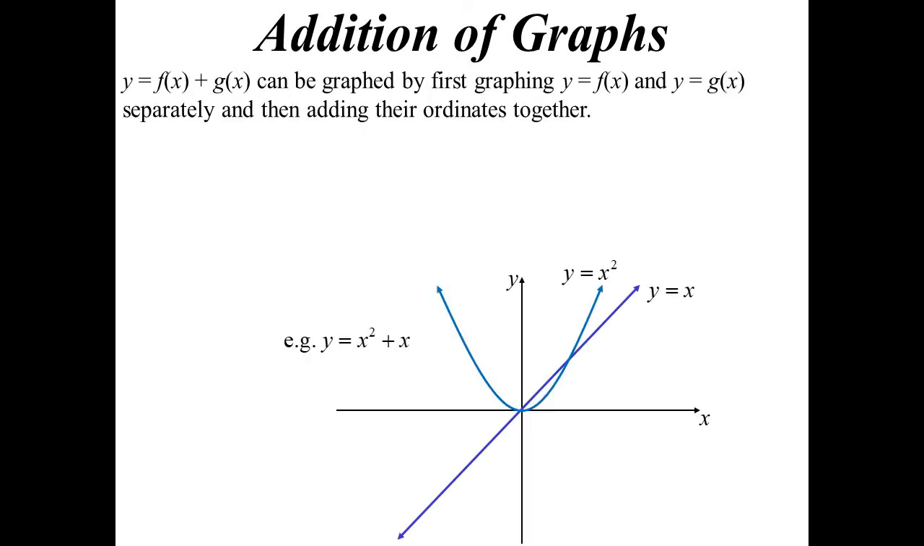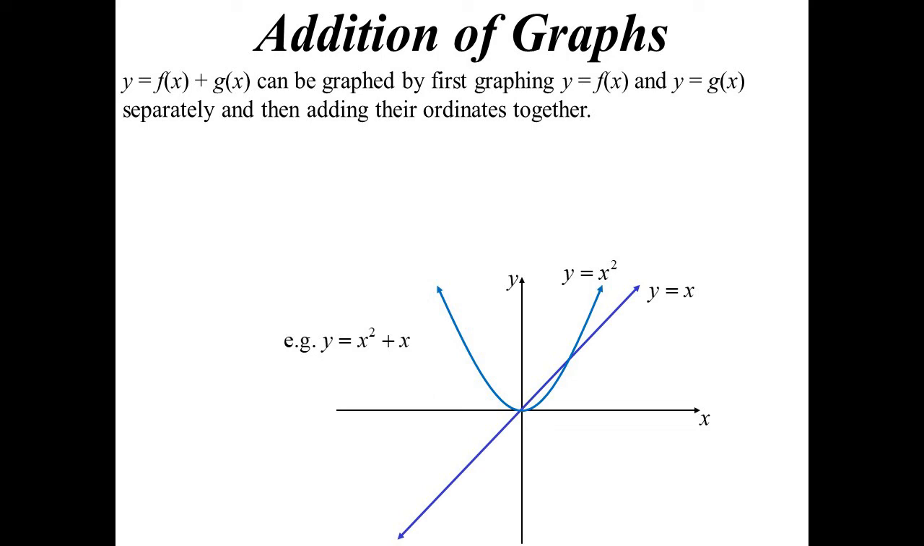Let's now look at adding graphs together, also called superpositioning. I don't know if you've heard that term, superpositioning of graphs. If we want to add two graphs together, then it really is just a matter of adding the y-coordinates together. That's all we really need to do. So let's do x squared plus x.